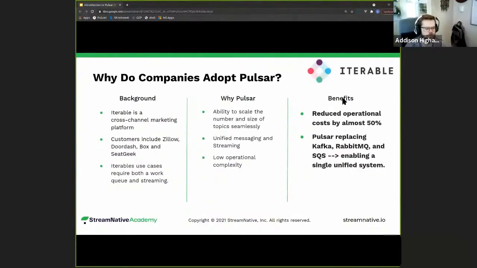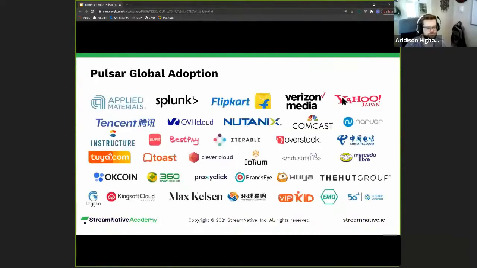But they're not the only adopter. Iterable is another company that has adopted Pulsar. Iterable is a cross-channel marketing platform, and it moved from many RabbitMQ clusters, as well as additional use cases that are in progress, to one single unified messaging system that helps reduce operating costs and improve reliability. That was just a sample of a few different customers. Adoption of Pulsar is happening globally across lots of different organizations of different sizes.